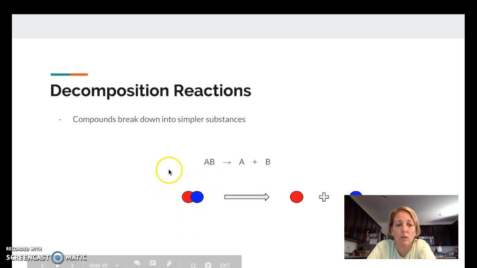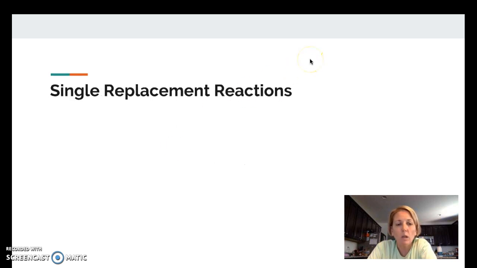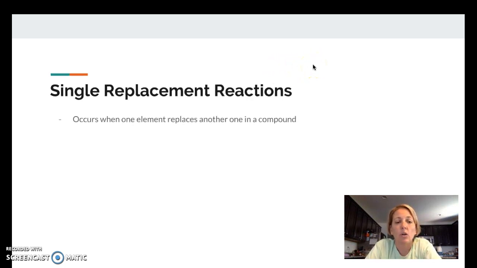Notice it is the opposite of a synthesis reaction. Decomposition and synthesis are opposites of each other. In synthesis, we are creating a new substance. In decomposition, we are breaking that compound substance down into simpler substances. Single replacement is exactly what its name says. We are going to replace a single element with another. This occurs when one element replaces another one in a compound.